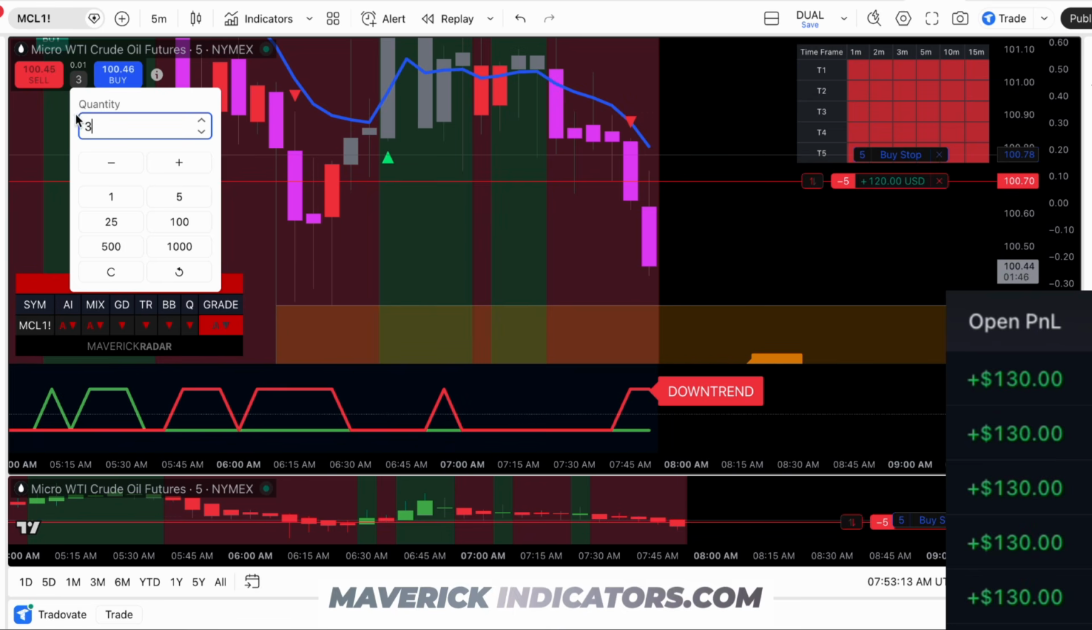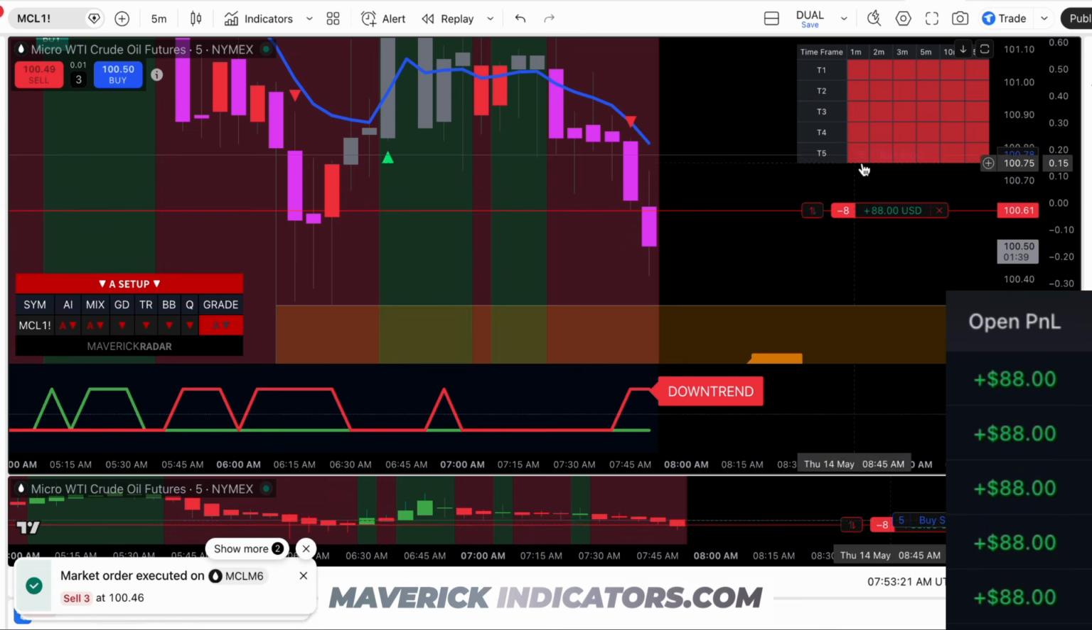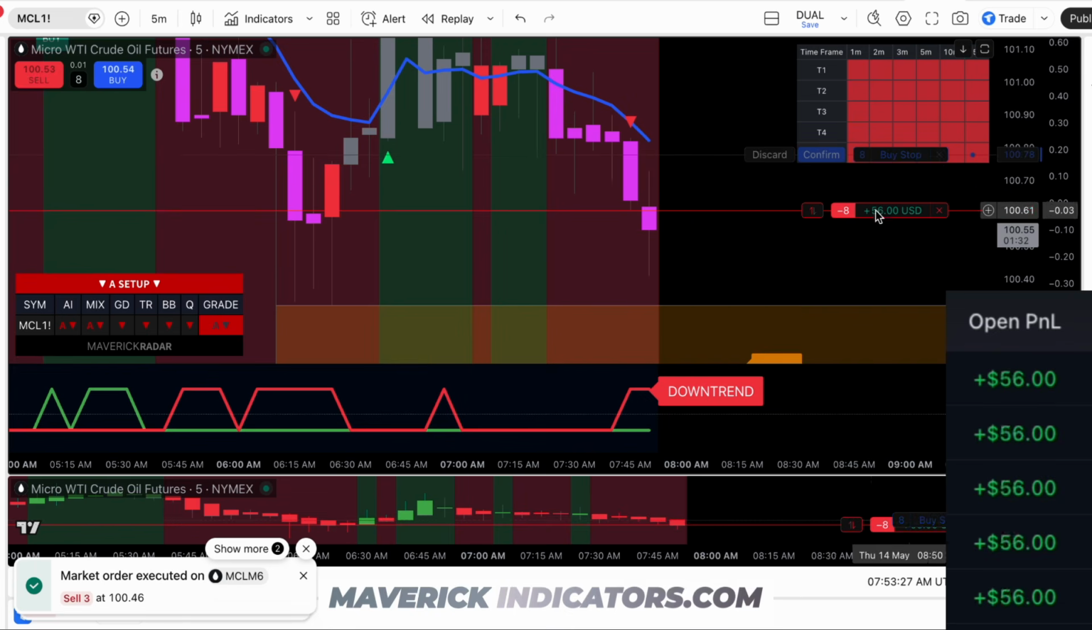Add 3 more. Wait for it to retrace a little bit. Change this to 8. Confirm.